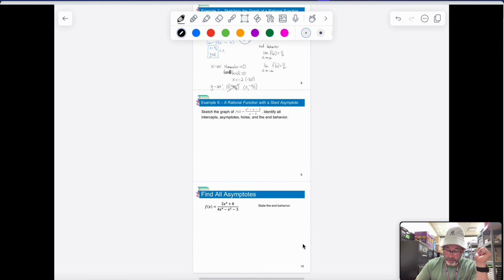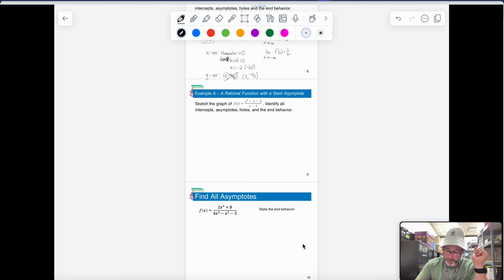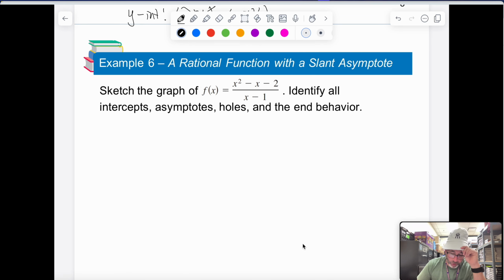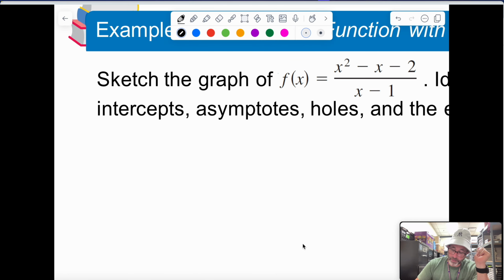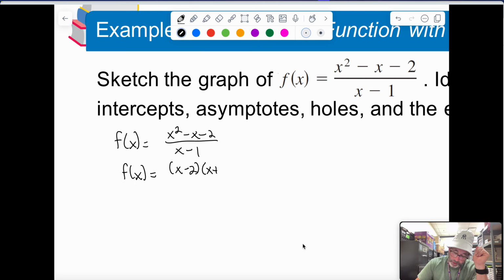Whew! A lot of stuff going on here. Okay, a couple more problems. Two more, and then we're going to be done. We're going to sketch the graph of this and identify all the intercepts, holes, and behavior. Before we start, I'm going to factor this out so we know what we're working with: x squared minus x minus 2 over x minus 1. We have f of x is equal to x minus 2 and x plus 1, over x minus 1. Nothing cancels in this, so there are no holes.